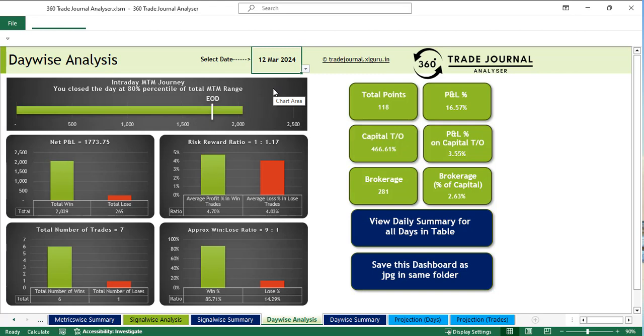So if you have a couple of quick wins during the day, during the first hour, you should stop trading and just do paper trading, right? This will give you that control. The MTM journey chart, and the mistakes of overtrading, if you are doing it, it will capture it here.